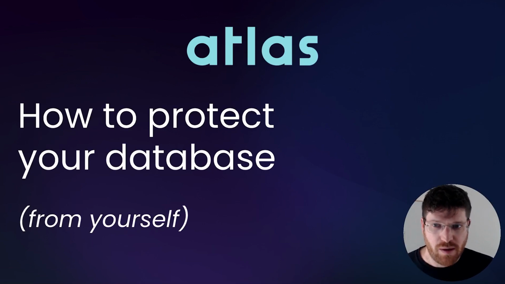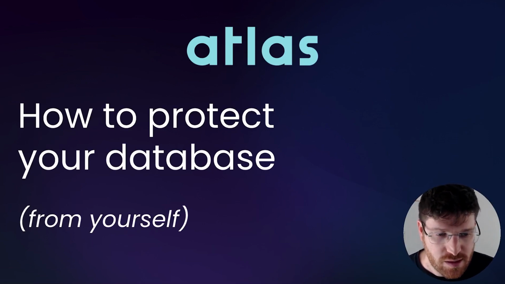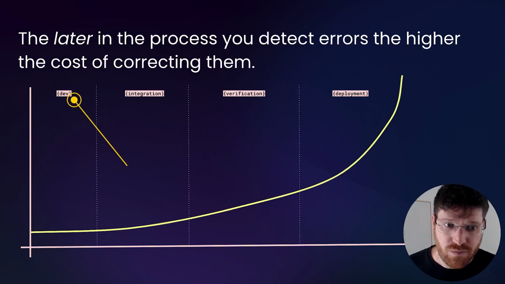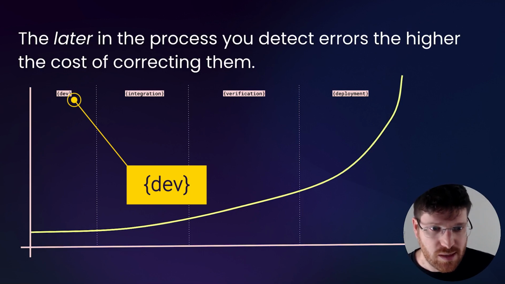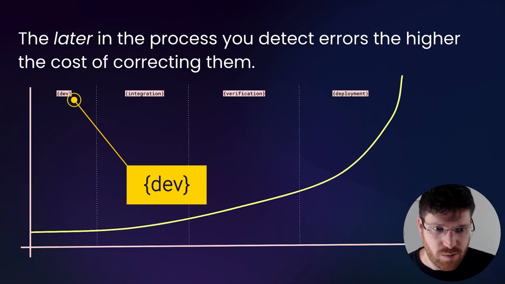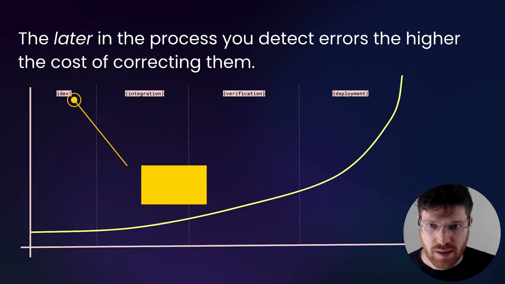Today I want to talk to you about how to protect your database from yourself. One of the most important things to know when you're building development processes is that the later in the development process you find an error, the higher the cost of correcting it is. If you find something locally using some testing or automation, the fix will be very cheap, right? Just fix the bug and carry on.